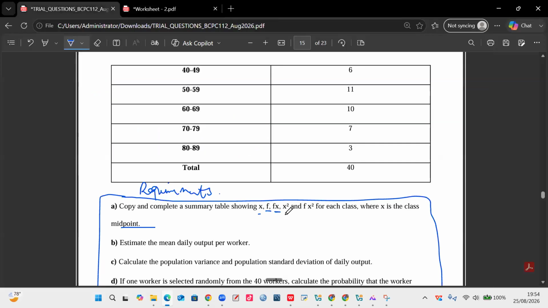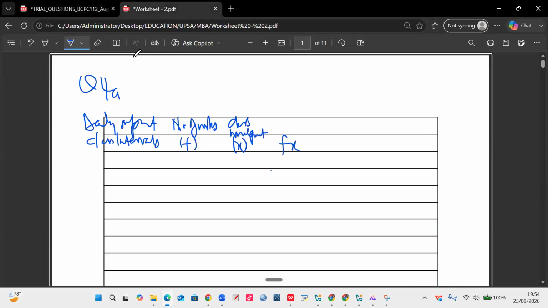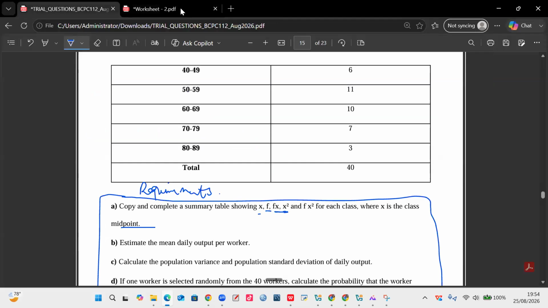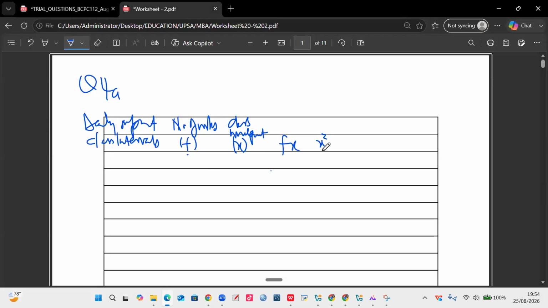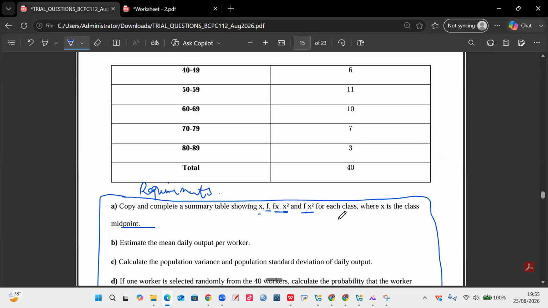Then we multiply the F by the X, we get the Fx. In fact, if you watch my first video on statistics, you should be able to solve this. Then we have the X squared. We should open another column for X squared. Then the next says we should open another column for Fx squared. That is, we multiply the F by the X squared. It will give us Fx squared. Very good. Let me space them out, just in the event the space will not be sufficient, so for each class interval, where X is the class midpoint.